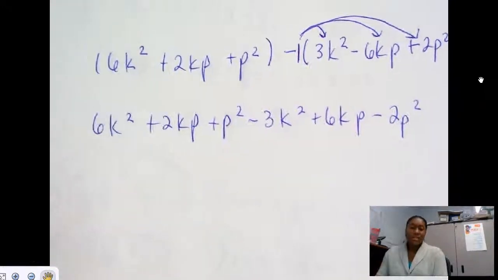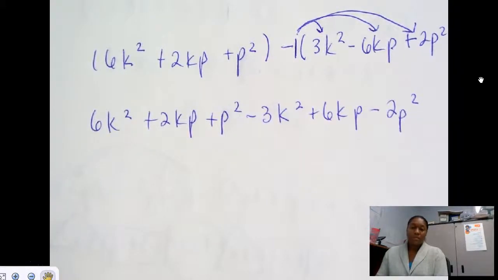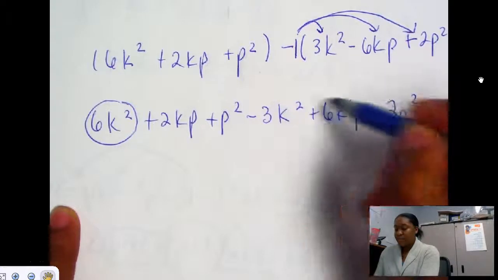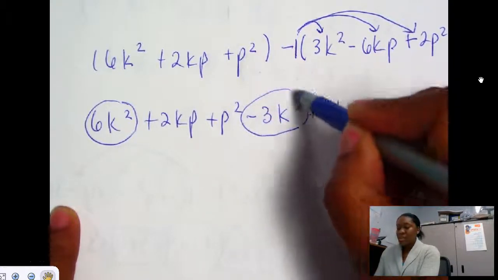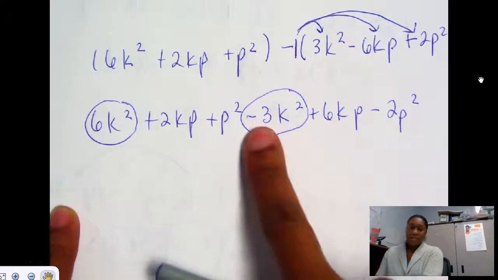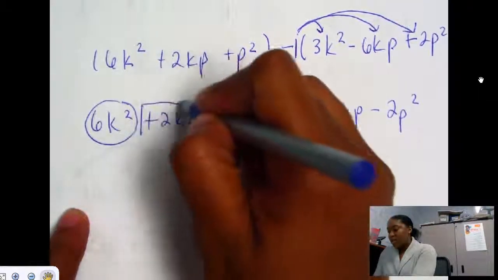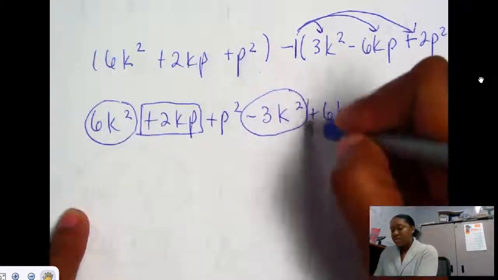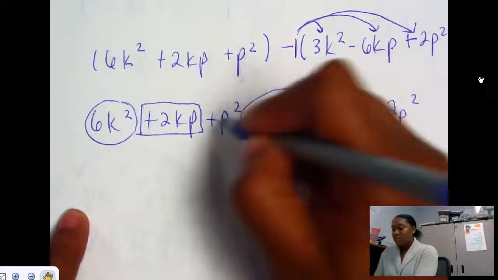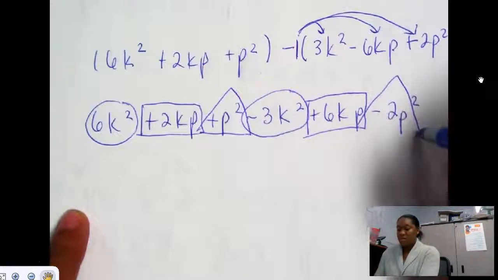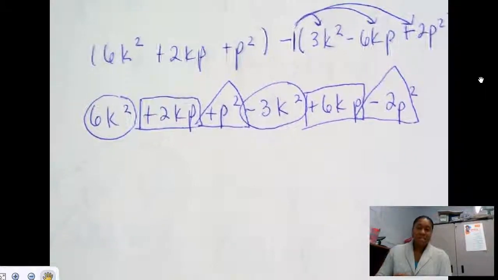Good deal. And so one more time, I'm going to show it with shapes. I'm going to do circles for my k squared terms right here. Also include the sign, it just helps you to remember integers. I'll do squares on the kp terms here. And then we could do triangles for the p squared terms. Sorry, I didn't keep the 2 inside the triangle.